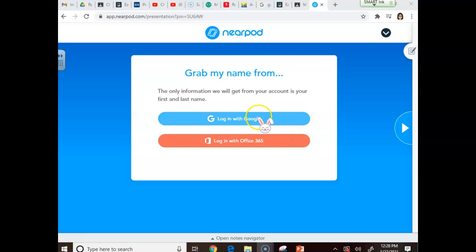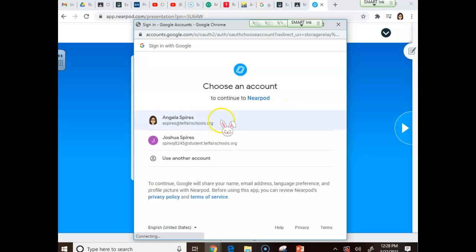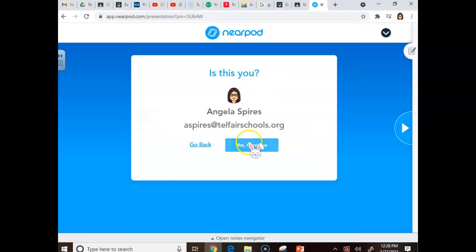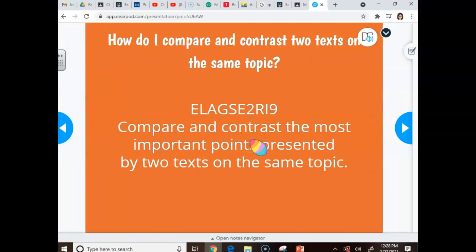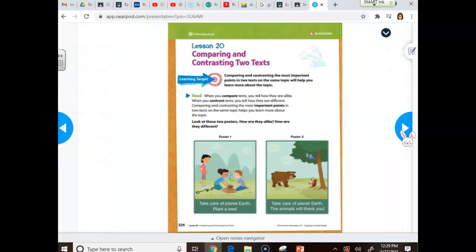Okay, boys and girls, we are going to learn something new today in reading. I'm making sure it's me as I'm going into Nearpod. All right, we're going to learn about comparing and contrasting two texts on the same topic. So our essential question: how do I compare and contrast two texts on the same topic? Our standard says that we can compare and contrast the most important points presented by two texts on the same topic. So let's talk about what that means.